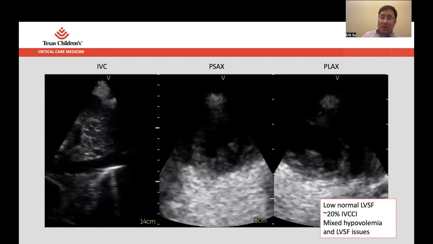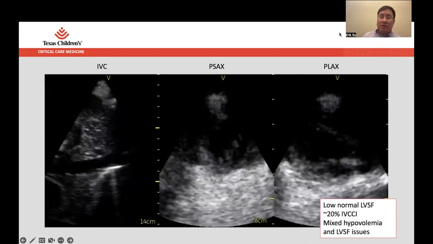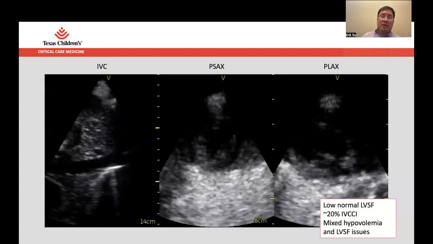And so it's just to keep in mind the potential for multiple things to be going on at the same time.